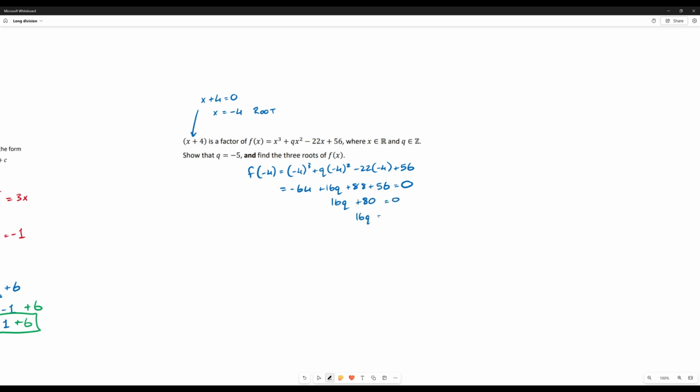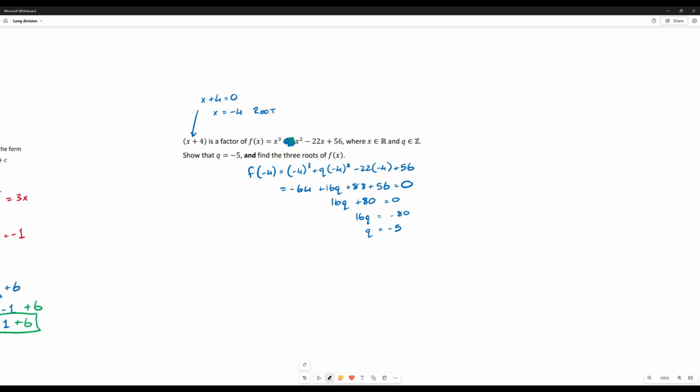16q is equal to minus 80. Divide both sides by 16, we get q is equal to minus 5. Hey presto, that's cool. So now we can get rid of this q and put in minus 5 instead. And now we can do the "and" part, where it says and find the 3 roots of f(x). You'll notice I've already found one. That's nice. But there are 2 more.